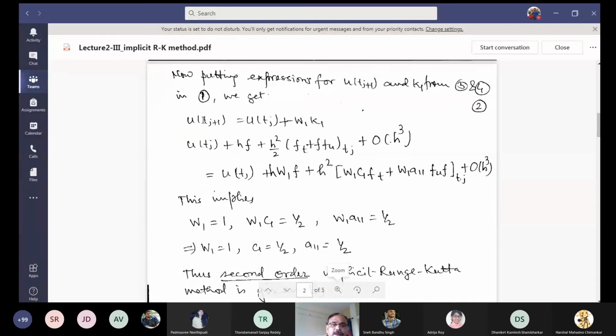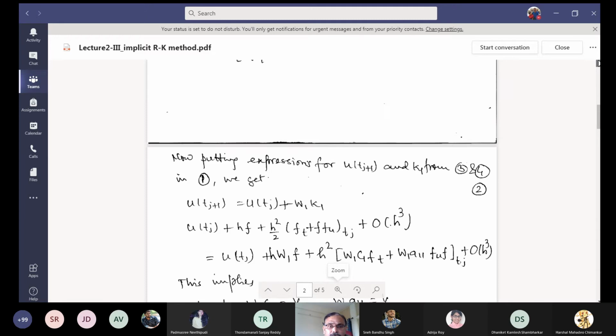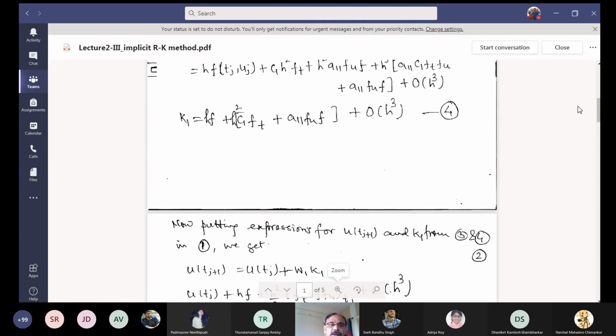So it was u_{j+1} equal to u_j plus w1 k1. u(t_{j+1}) I have written here as u(t_j) plus h into f plus h square by 2 (f_t plus f f_u), which we have written by the Taylor expansion earlier at the point t_j, plus order h cube. The right hand side is u(t_j) plus h w1 f. This k1 value I am putting there.